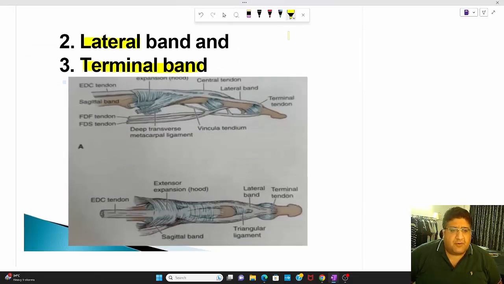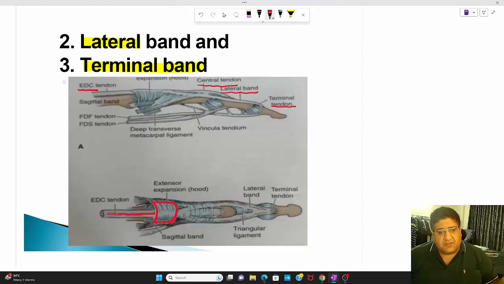So of course, I've already shown it to you, but if you want to see it again, you can see the EDC tendon here. The EDC tendon is giving rise to a central tendon. Then you have the lateral tendon, and together they form the terminal slip. Same thing you can see here. So this is your EDC, this is your extensor expansion or hood, which receives interossea, lumbrical, and EIP. It gets inserted onto the base of the proximal phalanx, and then it gives a central slip, which goes and gets inserted onto the base of the middle phalanx.